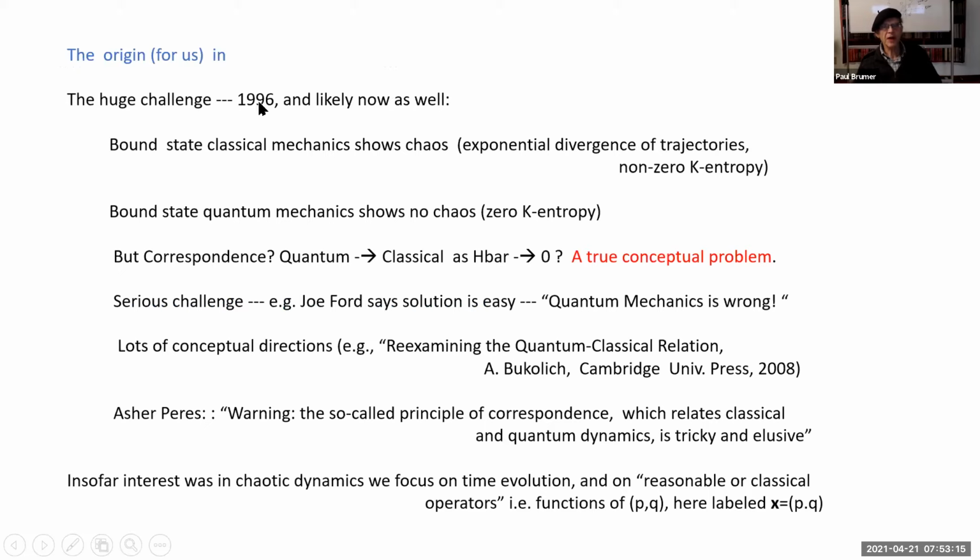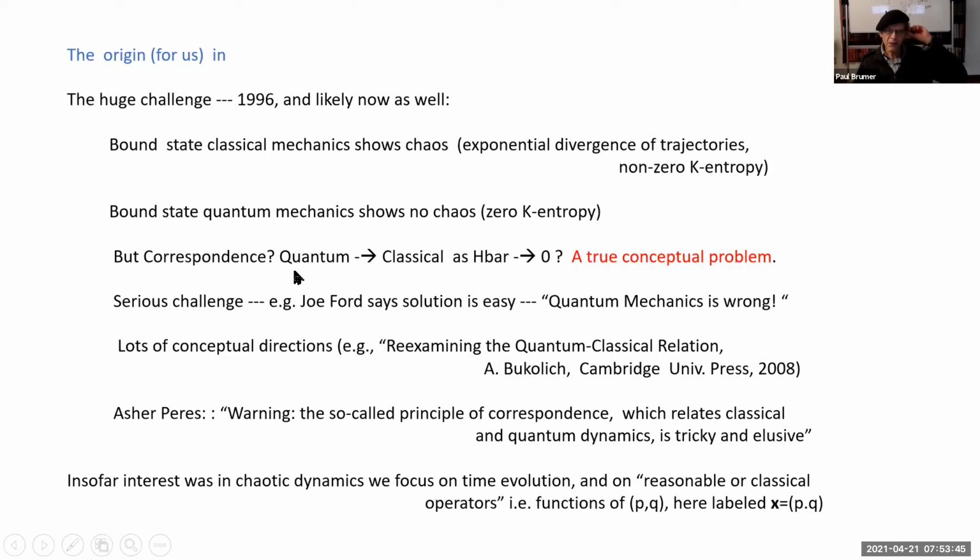Okay, so here it is, old, 1996. There was a huge challenge going on, which was that bound state classical mechanics has non-zero entropy, exponential divergence of trajectories, all sorts of characteristics that we attribute to chaos. But you could show that bound state quantum mechanics has a zero K entropy. It shows absolutely no chaos. So what is this qualitative, conceptual problem?